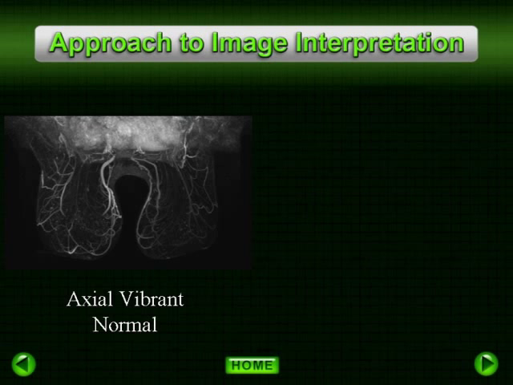Here we demonstrate an axial parallel imaging protocol. This 1-minute subtraction MIP demonstrates background enhancement of moderately dense fibroglandular tissue. The enhancement is symmetric, without dominant focal or asymmetric regional area of enhancement.